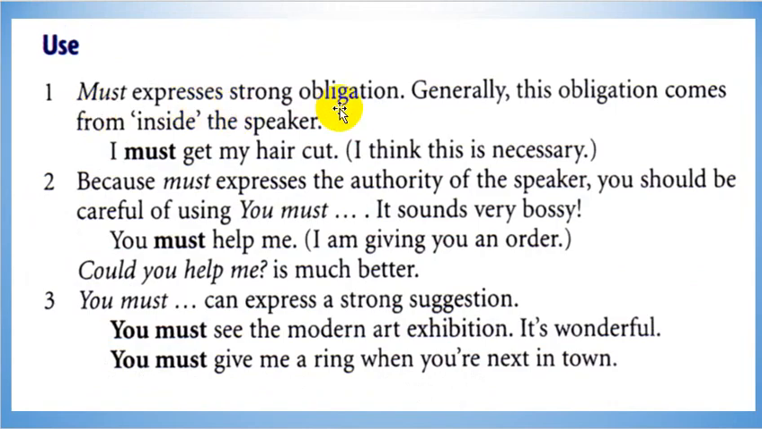Now, must express a strong obligation. كما قلنا كما هي have to. Strong obligation. Generally, this obligation comes from inside the speaker. بينما قلنا have to comes from outside the speaker. يأتي أما من a law أو a rule at school or work or a person of authority. قلنا هاي must have to or have got to. بينما must comes from inside the speaker. I must get my hair cut. I think this is necessary. Okay, هاي معناها.